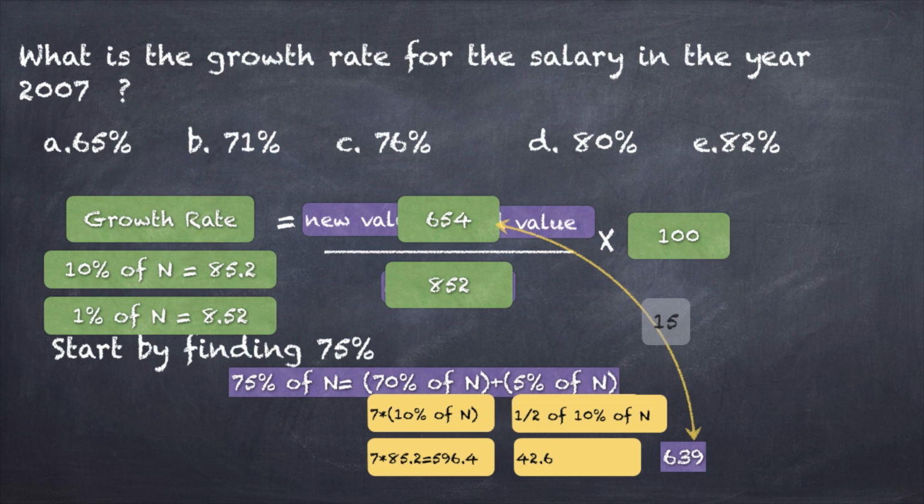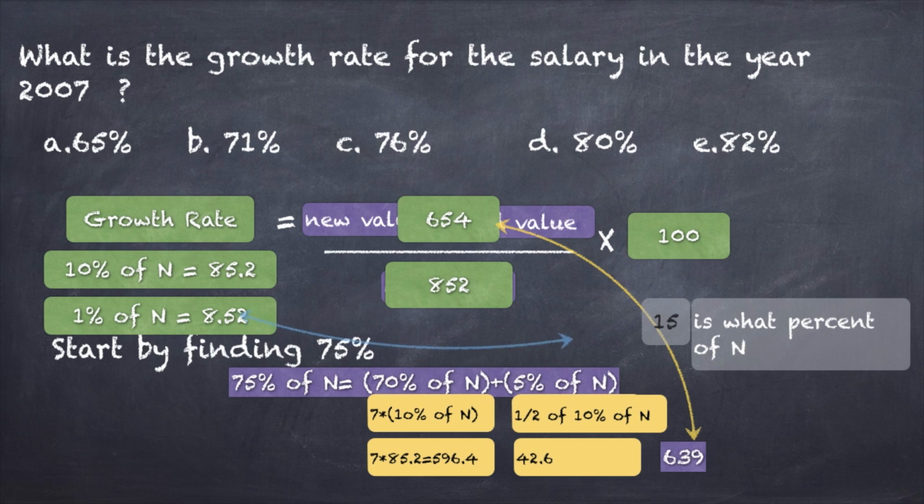Okay. But again, how much above? Because there are multiple options, 76, 80 and 82. So how far do you have to go from 75? Again, think how far is 654 ahead of 639, and the value is 15. Now, this 15 as a percentage of the denominator, right? 852. So 1% of n, compare it with 1%. 1% is 8.52.